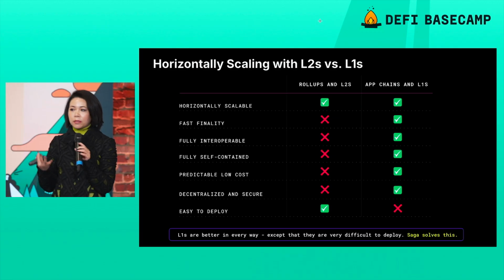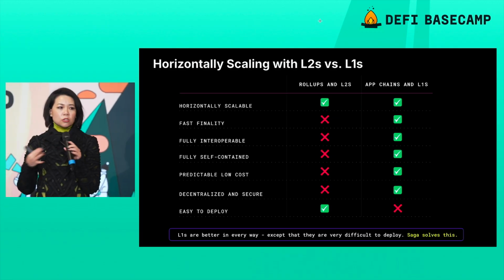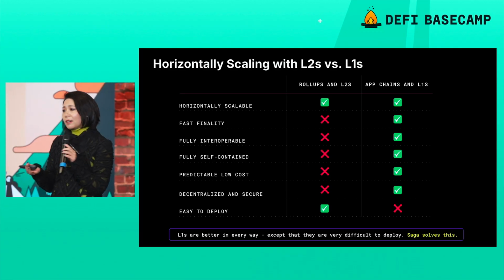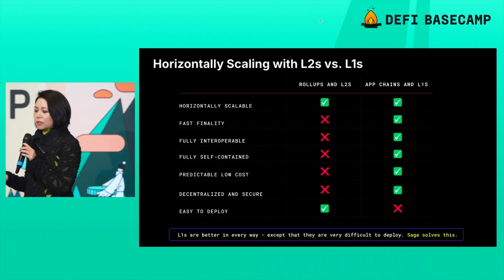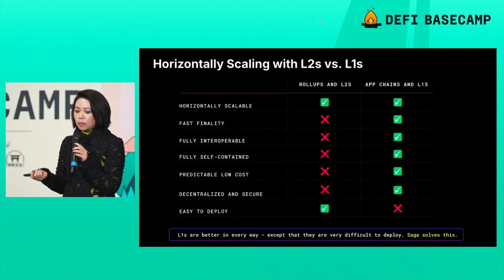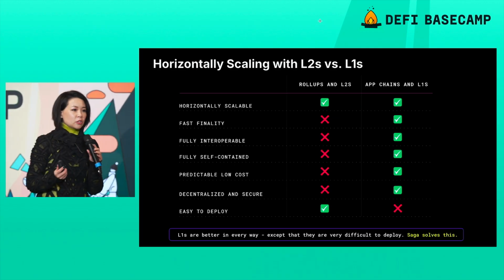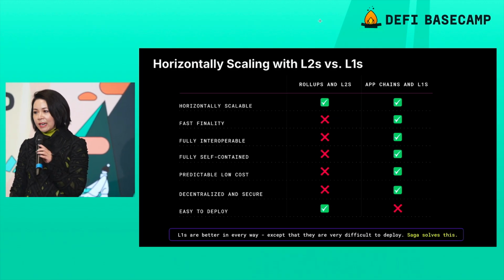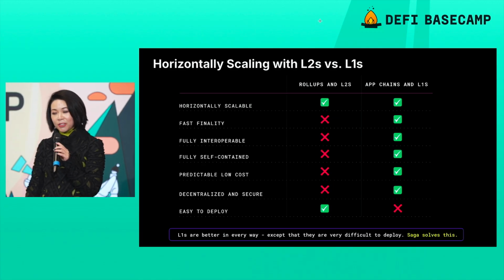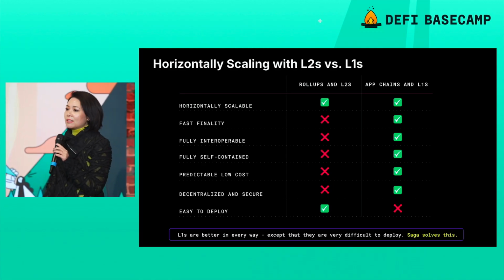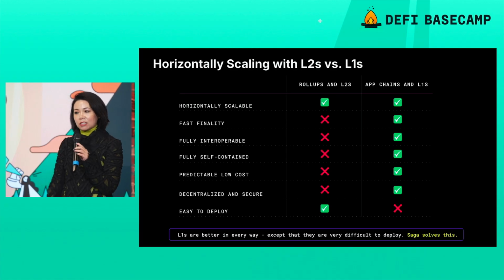Horizontal scalability, once again, means that you're adding block space to the existing block space. So that can happen for rollups, L2s, as well as app chains and L1s. Is there fast finality? For rollups and L2s, no. The answer is there is no fast finality of your transaction. So settlement times are incredibly long. In some cases, it can take up to a week, if not longer.